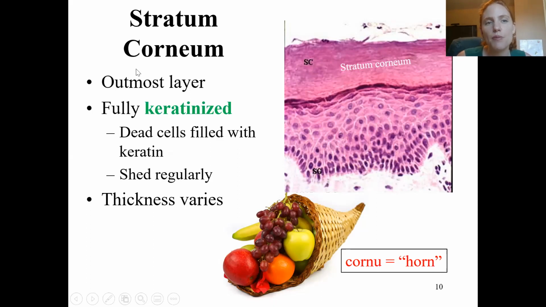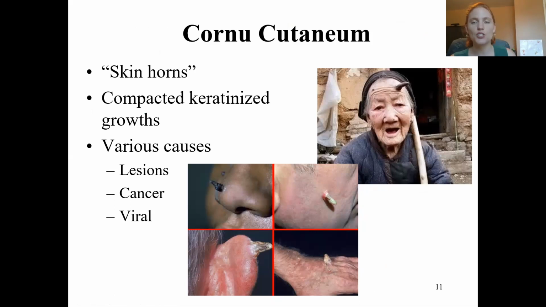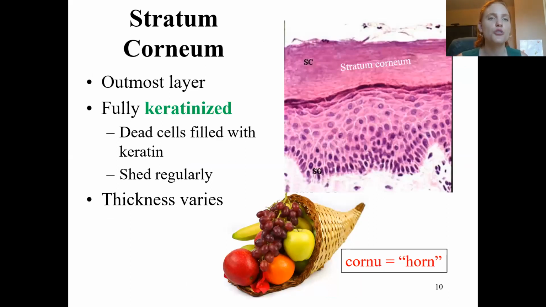I also want to mention a little bit about the name. The word cornu means horns. To help me remember that, I like to think about cornu cutaneum, a variation, I don't know about disorder, where you get little skin horns with compacted keratinized growth. If you think about goats and things with horns, those growths come from compacted keratin, which is the same protein found in your hair as well. So this is the top, fully keratinized layer, made of the same type of protein that makes up those horns. That brings me back to the stratum corneum: the outermost layer with fully keratinized dead cells.